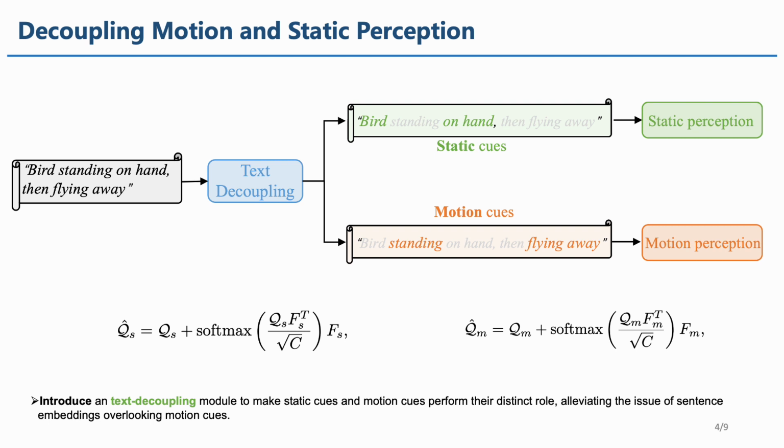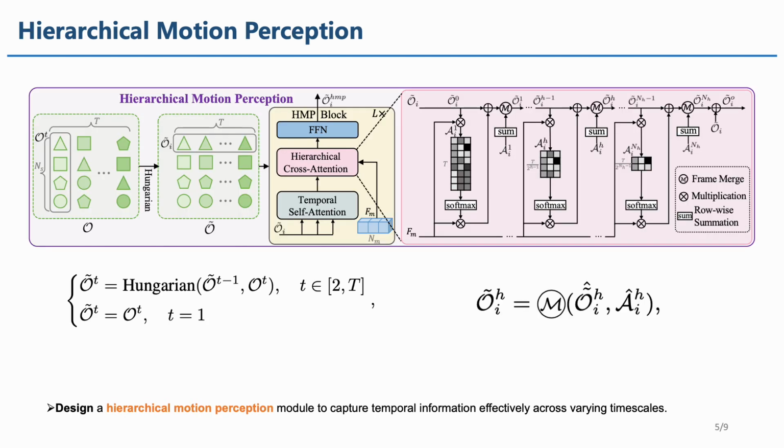It aims to decouple image-level segmentation and temporal-level motion understanding. As shown in the figure, we let the given sentence focus on two distinct components, static and motion. In this way, static cues and motion cues perform their distinct and complementary roles, enhancing the comprehensive understanding of the referring expressions and videos.